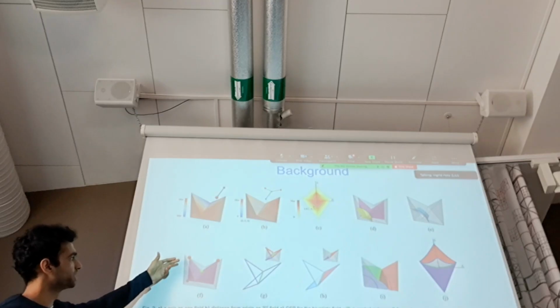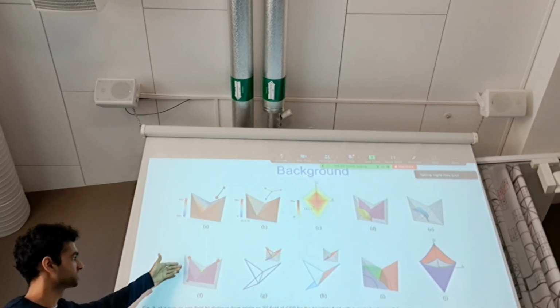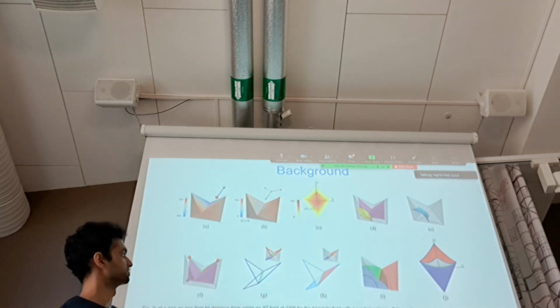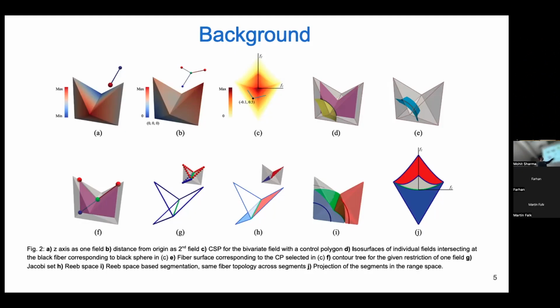If I take one restriction of one scalar field, where I fix one scalar field along the z-axis, and compute the contour tree for the other field on just this restriction, and then stack all such restrictions and compute contour trees for all of them, I get such a network of edges. These edges are called Jacobi edges. They can be imagined as a concatenation of all these critical points computed over all the restrictions.